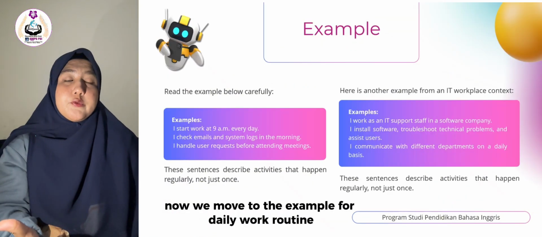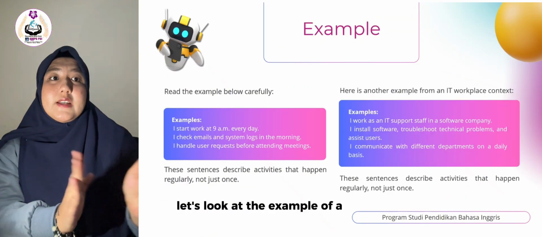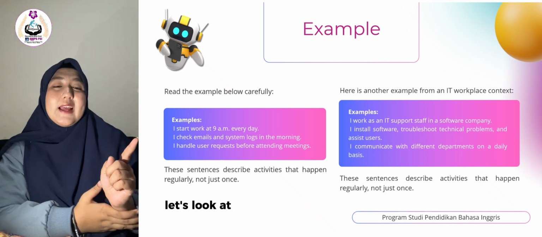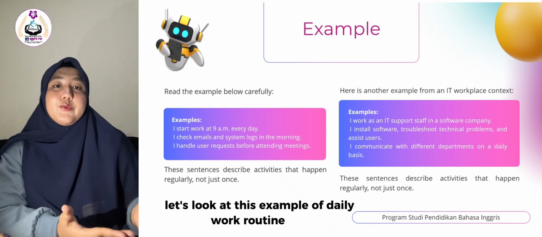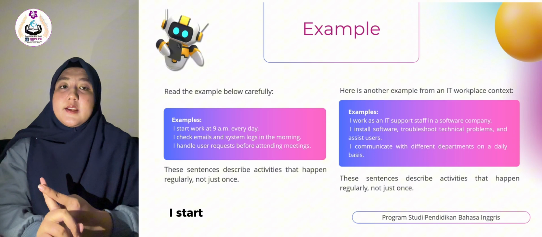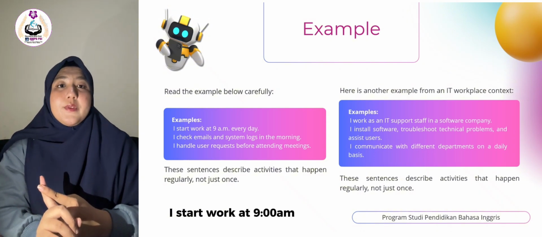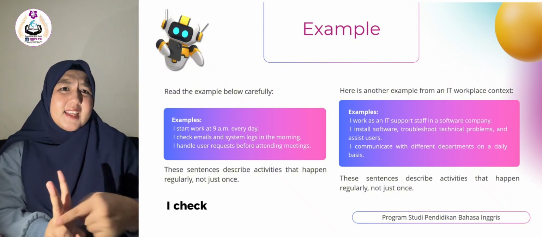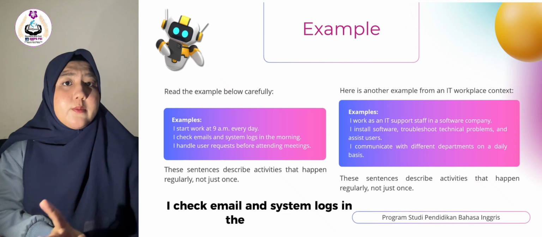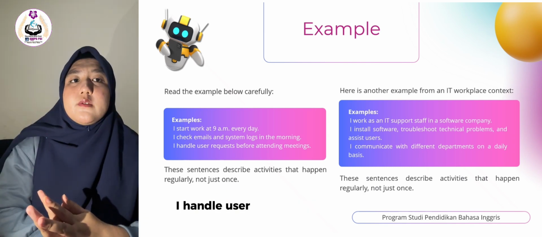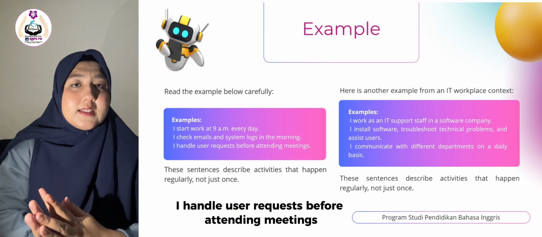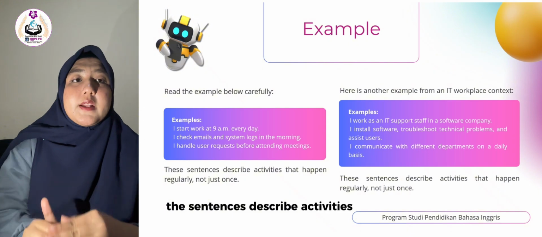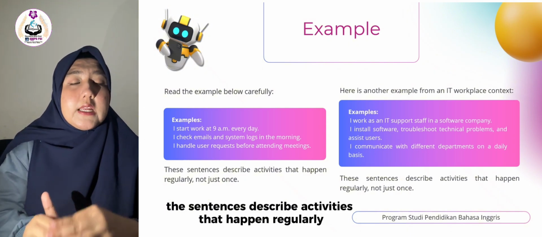For daily work routine, let's look at this example of a daily work routine. First, I start work at 9 a.m. every day. I check email and system logs in the morning. I handle user requests before attending meetings. The sentences describe activities that happen regularly, not just one time.